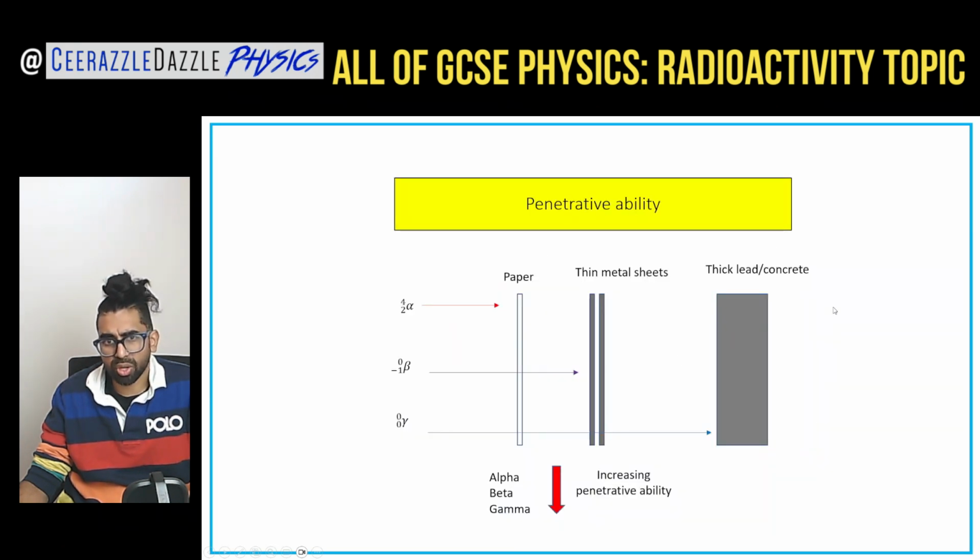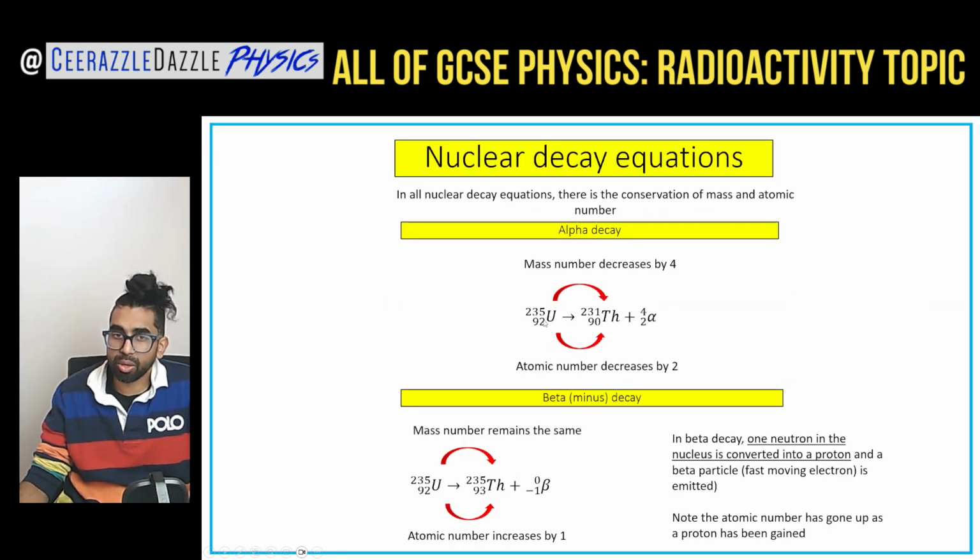And here's a nice visualization of the penetrative ability. So look, alpha, stopped by paper, beta, pass through the paper, stopped by thin metal sheets. Gamma, pass through the paper, pass through the thin metal sheets, but stopped by the thick lead or concrete. So as you go down the group, the penetrative ability is increasing. Nuclear decay equations, right, so when a nucleus undergoes a decay, alpha, beta or gamma, the nucleus will change itself.